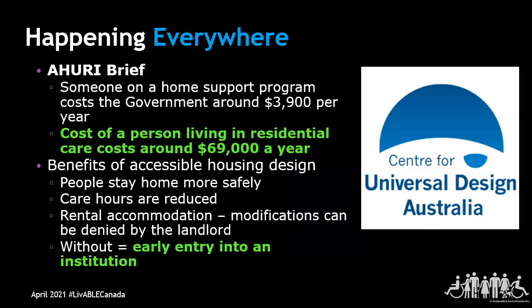And they also recently published the AHURI brief, which demonstrates that providing accessible and adaptable housing can save our society a lot of money. So for example, someone on a home support program can cost the government around $3,900 per year in Australia. But the cost of a person living in residential care costs around $69,000 a year. That's a lot of money.